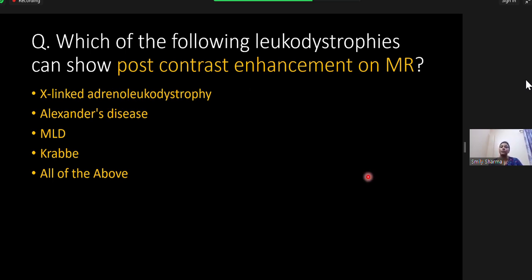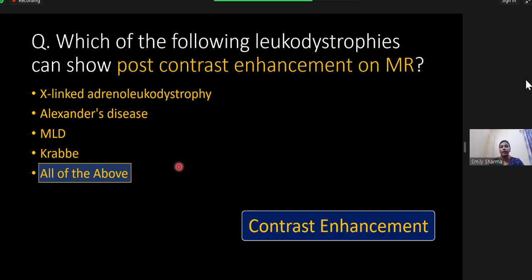Yes. Most of them are giving correct answers, but many are also answering only X-linked ALD, or only Alexander's disease. All of them can show contrast enhancement. Parenchymal enhancement is commonly seen with X-linked adrenoleukodystrophy and Alexander's disease, whereas MLD and Krabbe's disease can also show contrast enhancement, but usually of the cranial nerves. For example, the optic nerve in Krabbe's disease, and there can be enhancement of the associated cauda equina nerve roots as well.